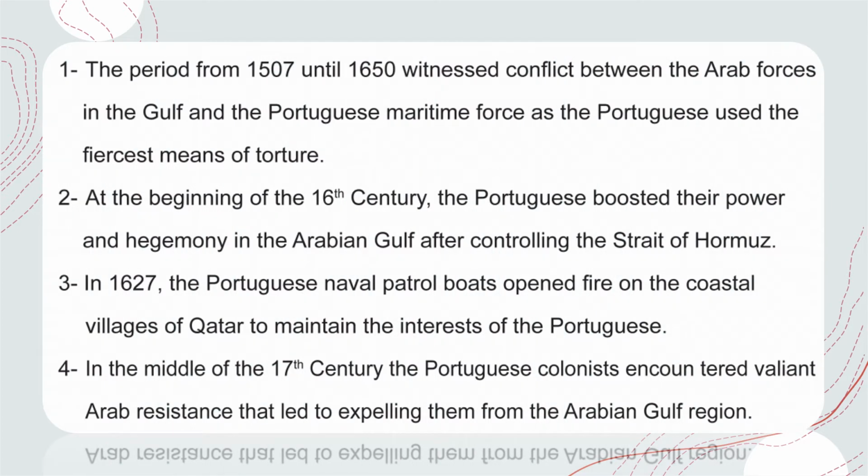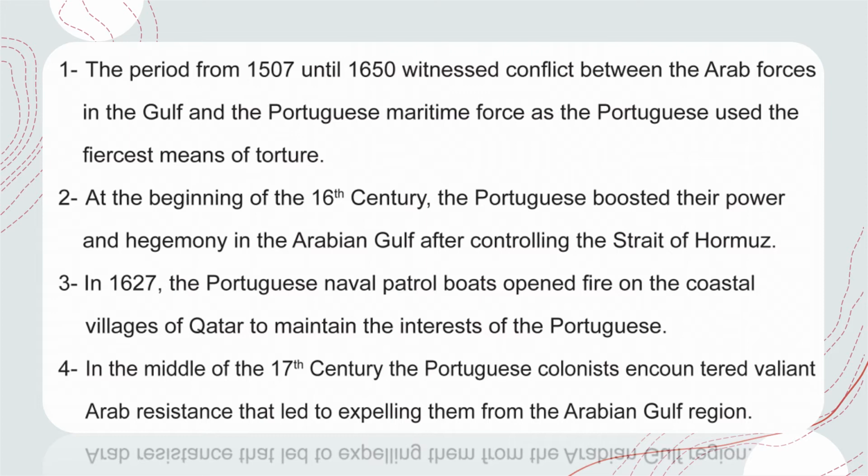So there were a lot of conflicts between the Arab forces and the Portuguese maritime forces, and the Portuguese used a fierce means of torture between the period of 1507 and 1650. And in the beginning of the 16th century, the Portuguese boosted their power in the Arabian Gulf region after controlling the Strait of Hormuz. And in 1627, the Portuguese boats opened fire on the coast villages of Qatar to maintain the interest of the Portuguese.